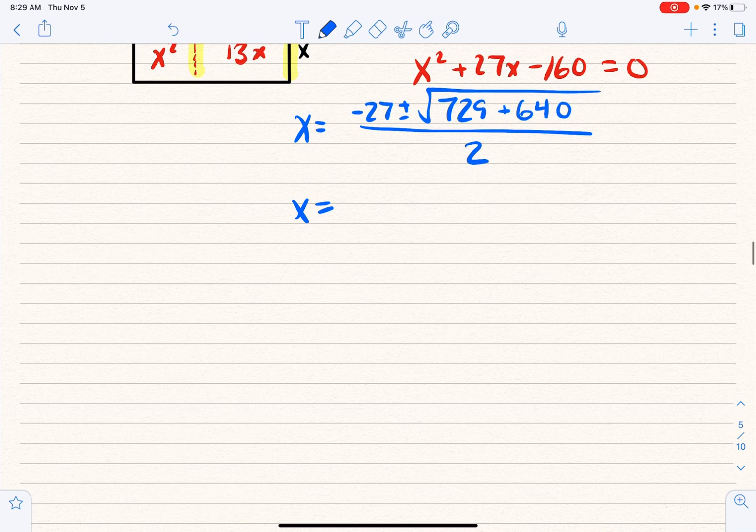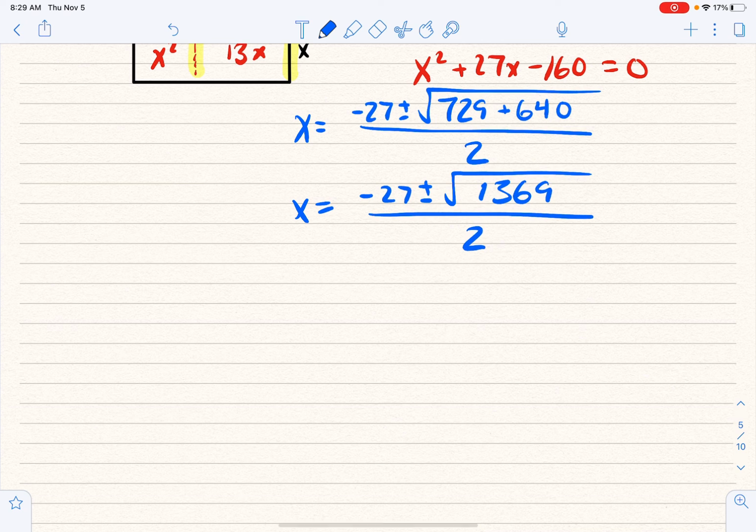Okay. So I get x is equal to negative 27 plus or minus the square root of 729 plus 640 is what, 1369? 1369 all over 2. So I get x is equal to negative 27 plus or minus the square root of 1369. What's the square root of 1369? We'll see. 35 squared is 1225, so it's got to be bigger than 35. 40 squared is 1600, so it's got to be smaller, and it ends in a 9. Well, 7 times 7 is 49, so the square root of that must be 37. All right? I don't know if anybody followed that logic, but I'm guessing if I plug it into a calculator, I get 37. Divided by 2.